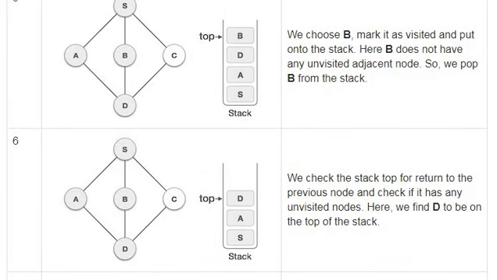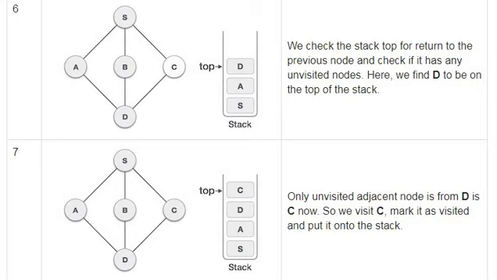And check. Here we have D as on the top of the stack. Check out the adjacents of D. We have B and C and A, and C is an unvisited adjacent node. So mark it as visited and push it onto the stack.